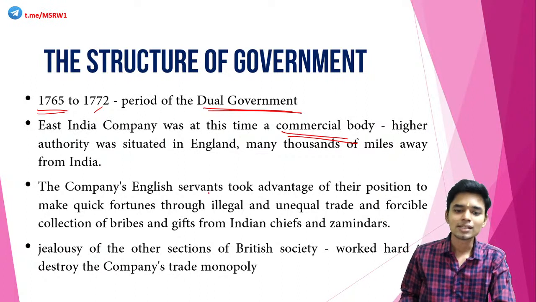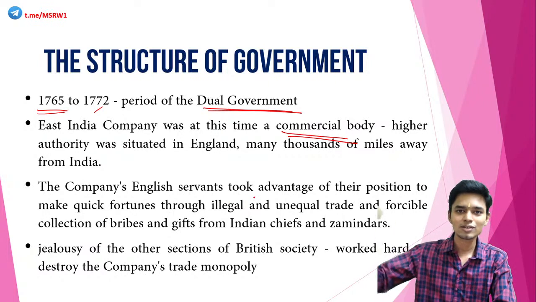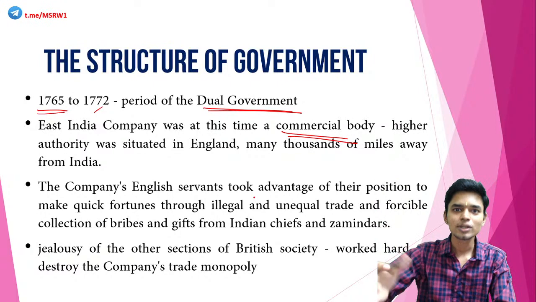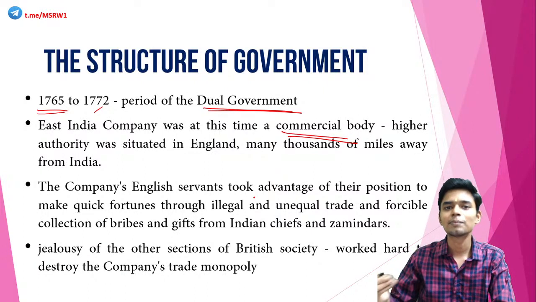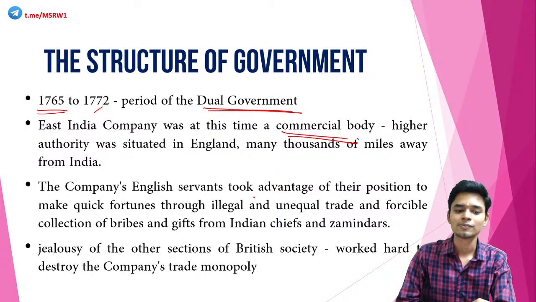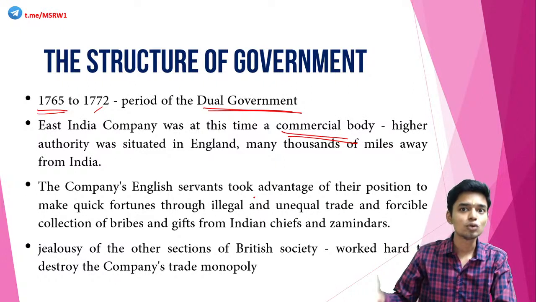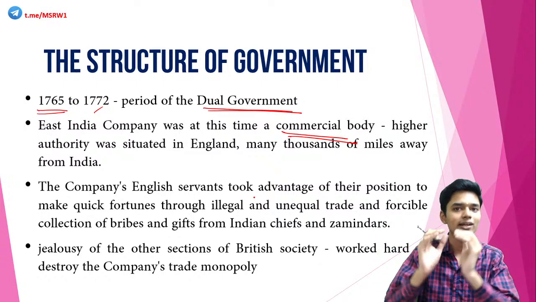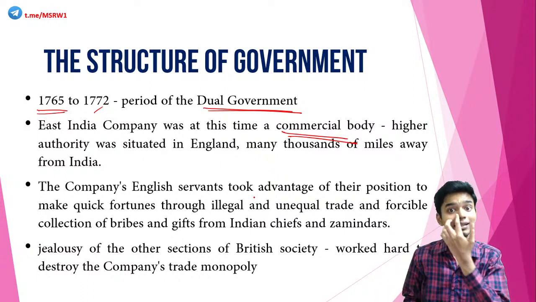Okay, so the company's English servants took advantage of this situation. I mean, before their superiors can do anything, or even if their superiors want to do something, it will take a long time. So in the meantime, the servants in the company took advantage of this situation to do illegal trade, to engage in corrupt means to increase their own private profits, etc. So what happened? The servants of the company started to earn a lot. Their real wages or salaries were actually very low, but through the private trade, they began to become extremely rich.